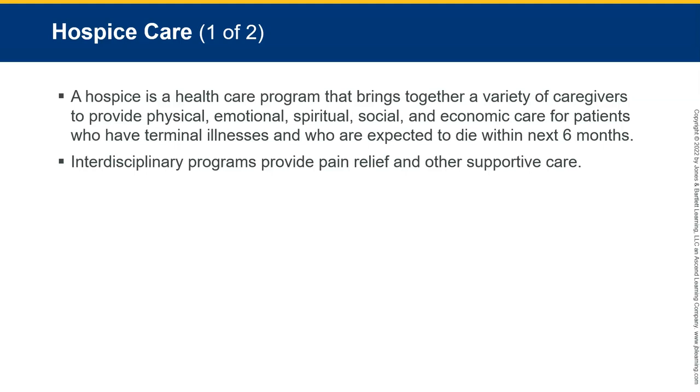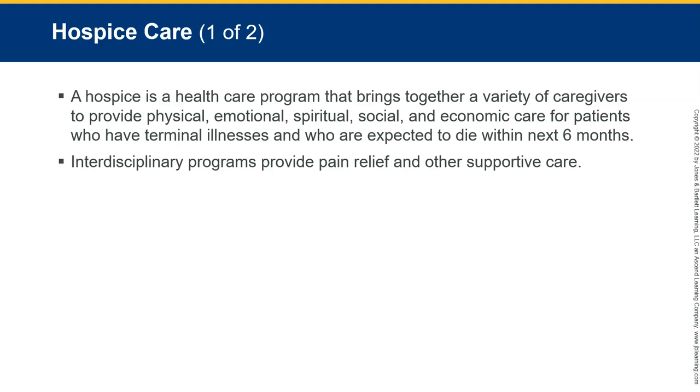So hospice is a healthcare program that brings together a variety of caregivers to provide physical, emotional, spiritual, social, and economic care for patients who have terminal illnesses and who are expected to die within 6 months. Hospice care is provided in their home or maybe even a special hospice facility. These are interdisciplinary programs, so you'll have several different people doing several different things. They can provide pain relief and other supportive care. Or you might even have one person doing multiple roles, but multiple roles are being provided.